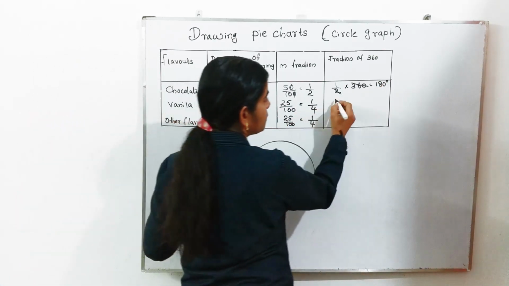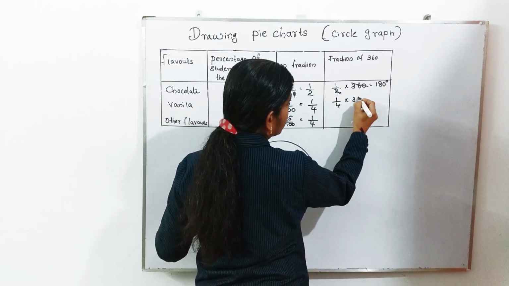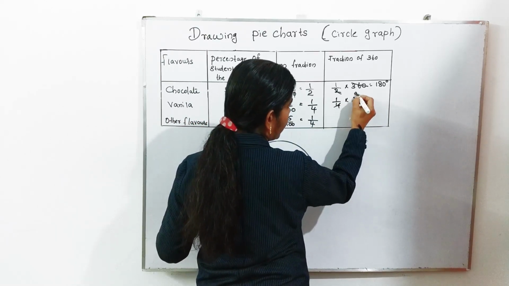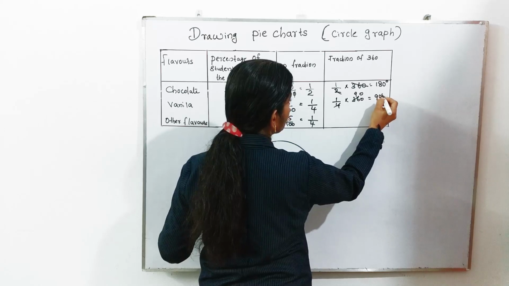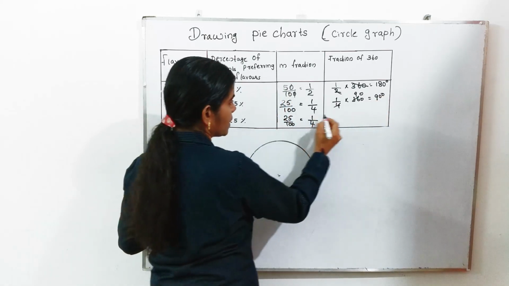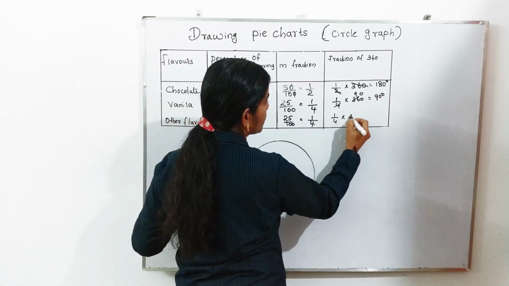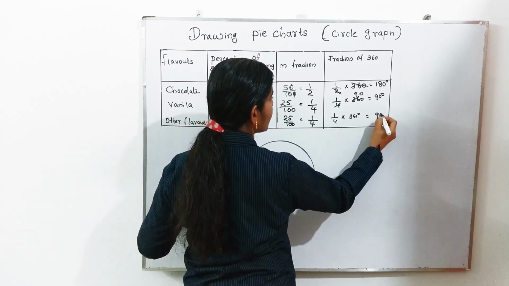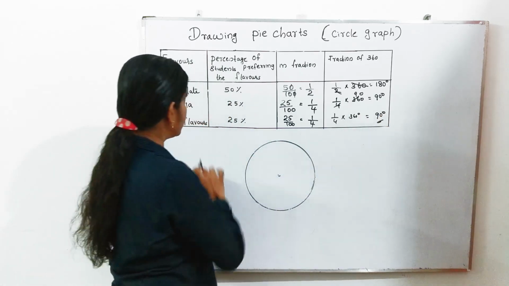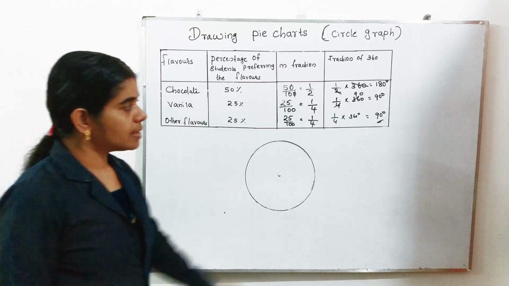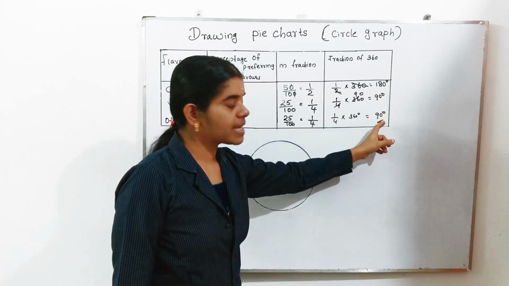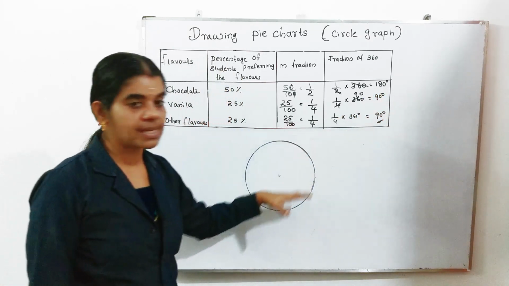Next, 1 by 4 into 360. Then you get 90 degree you want to mark for the vanilla. Next again 1 by 4 into 360 degree, again you got 90 degree. That will be for the other flavors. Then total, 180 plus 90 plus 90 means 360 degree. So one circle is over.